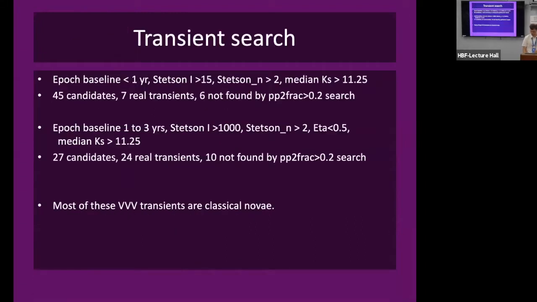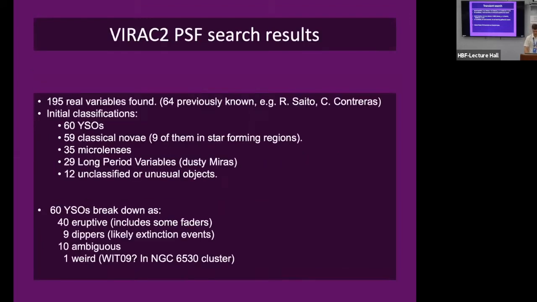Okay, so for the transients, I also did a transient search, which I won't spend too much time on. Basically I looked for things again using Stetson and Anita, had a relatively small number of candidates, but we did find about another 16 objects which are not found by the previous search. These are mostly novae, which only show up in a small number of epochs because they're only detected for a year or 2. Most of these transients are classical novae.